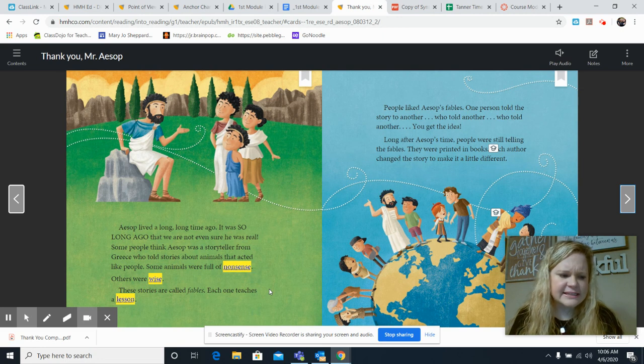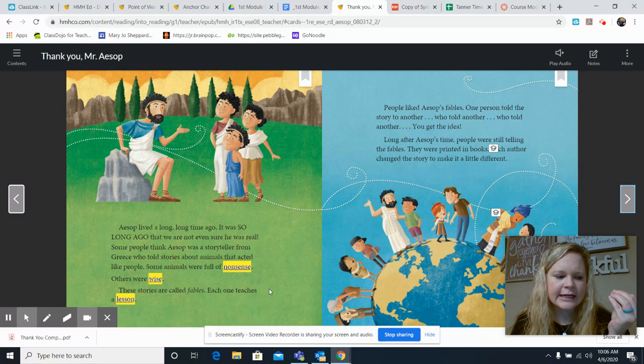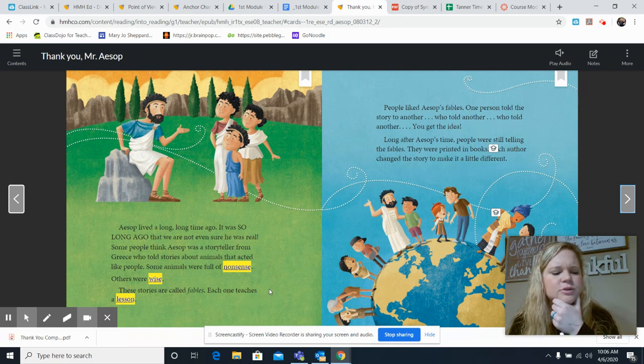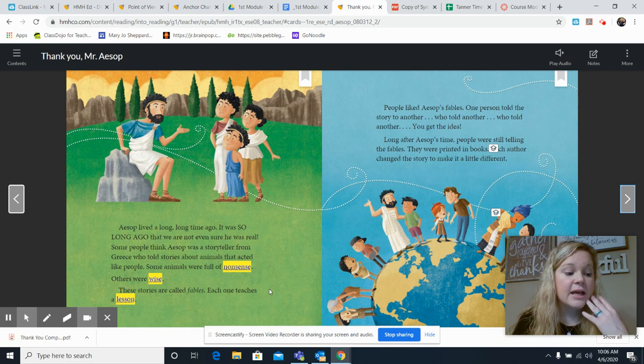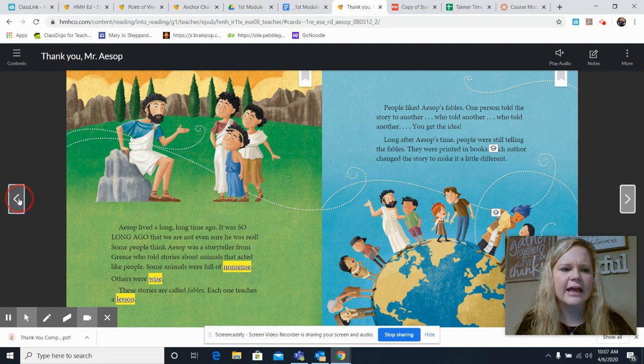So when I synthesize and I think about all the important things that we've heard so far, I know that we read that this happened a long time ago, and a man named Aesop told stories that taught people lessons. I wonder if I've ever heard or read any of these stories before. I'll remember this idea as we keep reading. It also kind of makes me think of the cover of our story. Let me go back and let's look at that.